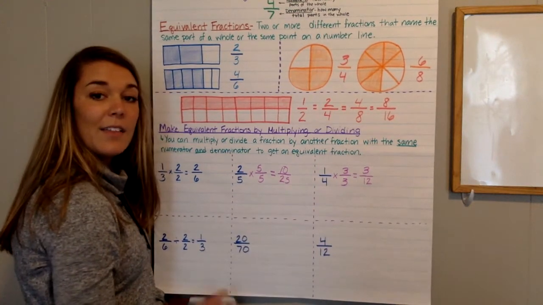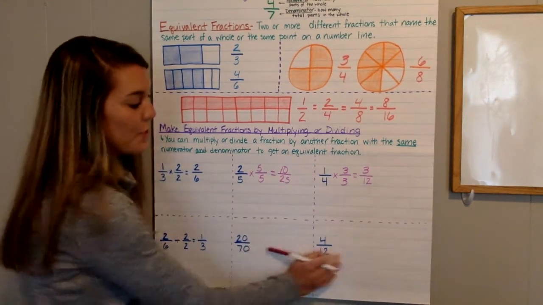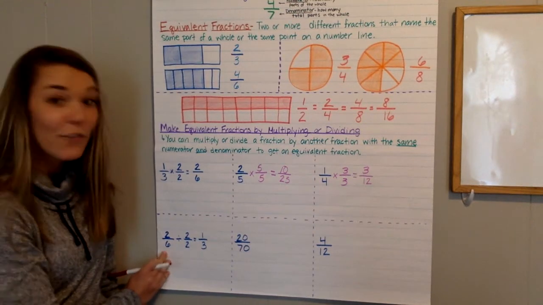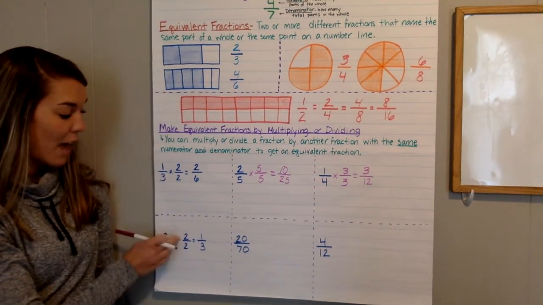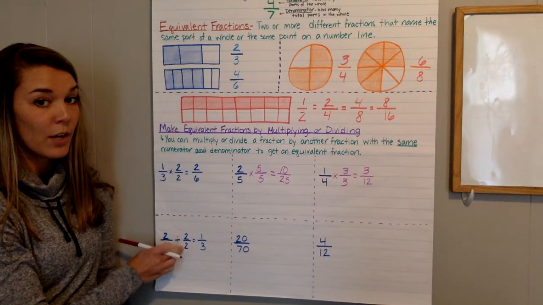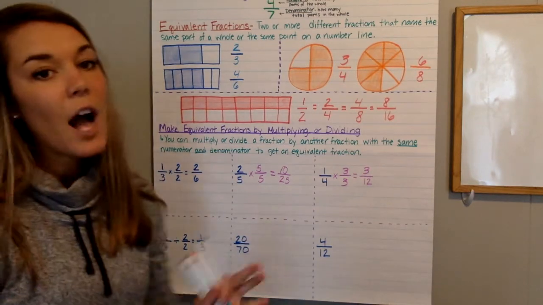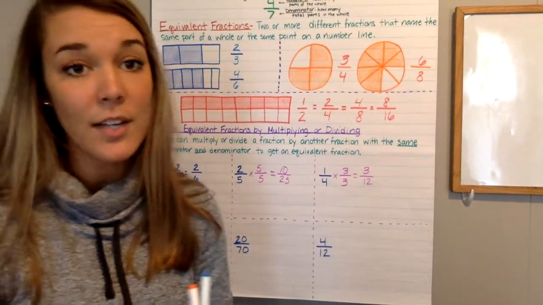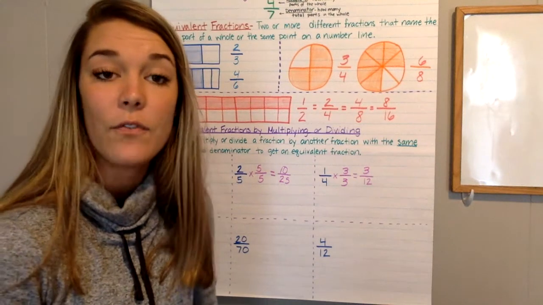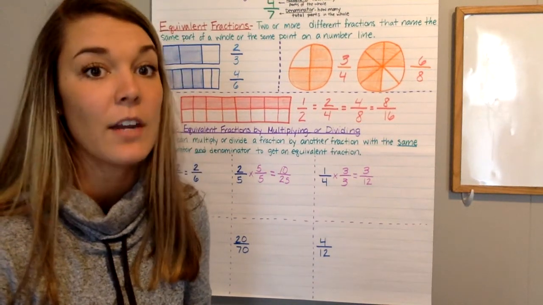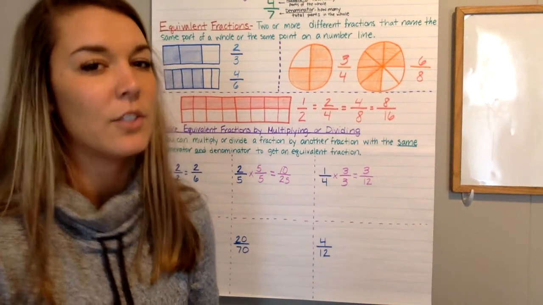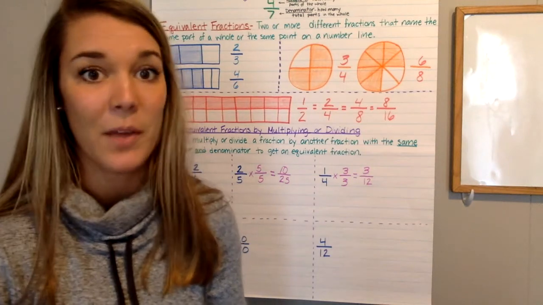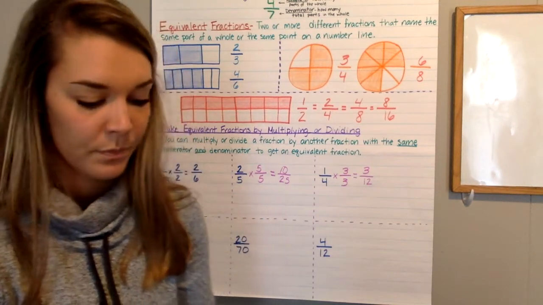Okay, the other side of that is you can divide the fraction by a fraction with the same number in the numerator and the denominator. You're not going to see the division one as much, but if you want to challenge yourself, you could use division to find equivalent fractions, okay? But I do want you to be exposed to it so you're familiar if you do see it in a few problems.